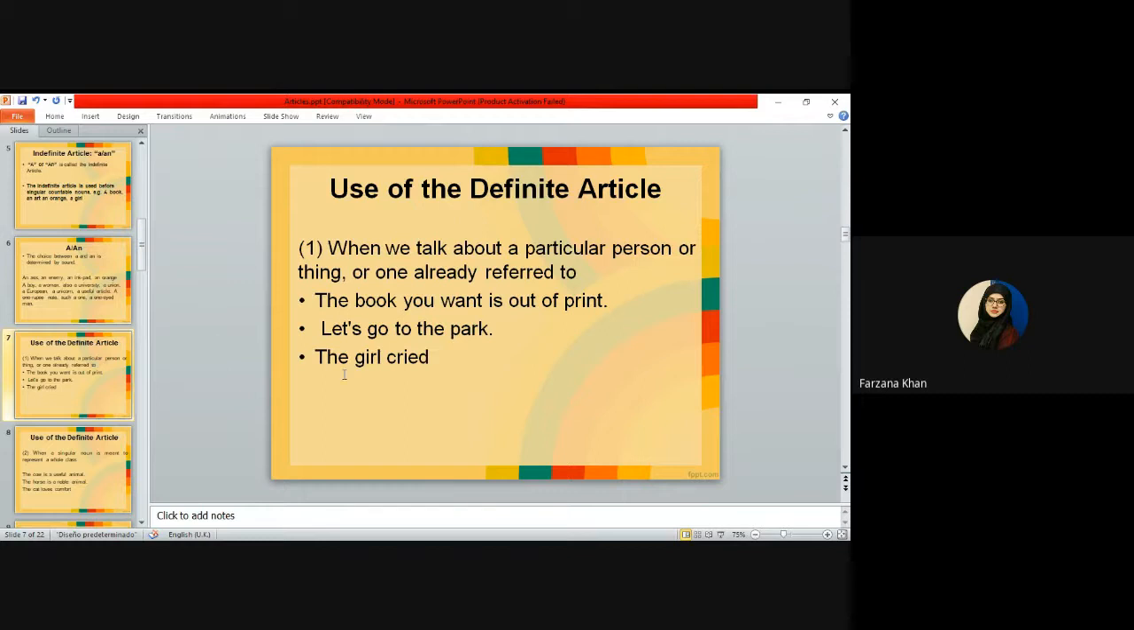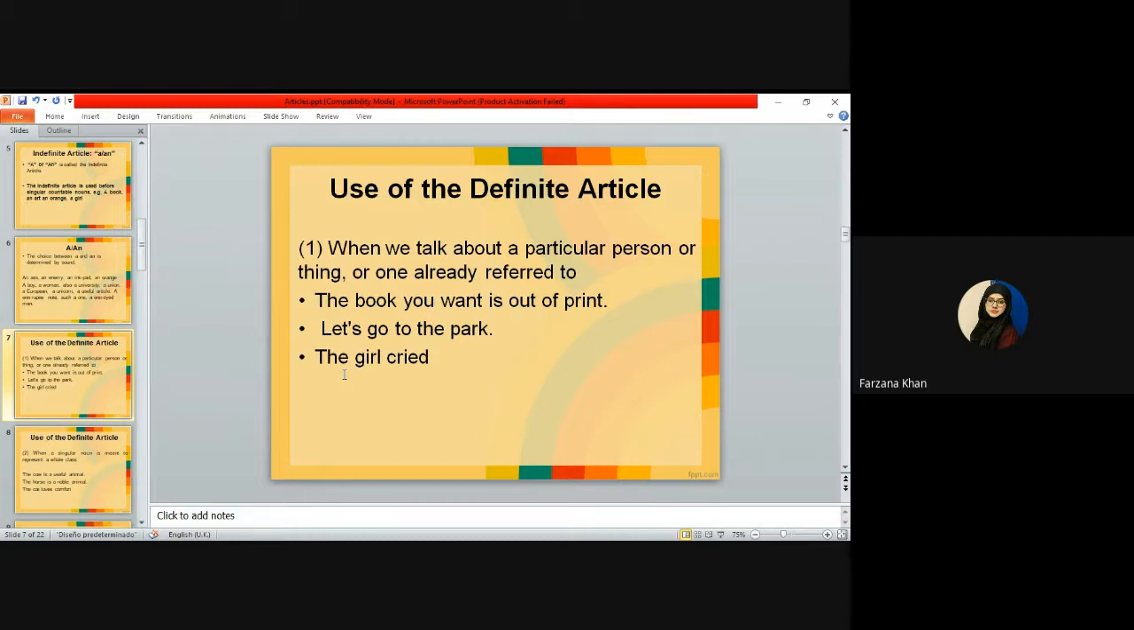Well, in another example, you can see, the girl cried. When you simply say a girl cried, it means the girl is not defined. But when you tell someone that yesterday I went to the park and I saw a girl sitting there, here you are basically talking about a girl, or any girl. But in the next sentence, when you tell your fellow that suddenly I heard that the girl cried, when you say the girl cried, it means you refer to the girl about whom you told your fellow, the girl you saw in the park.